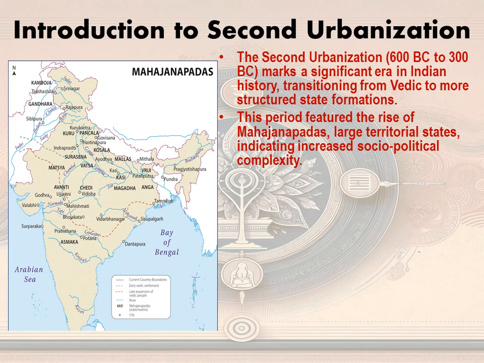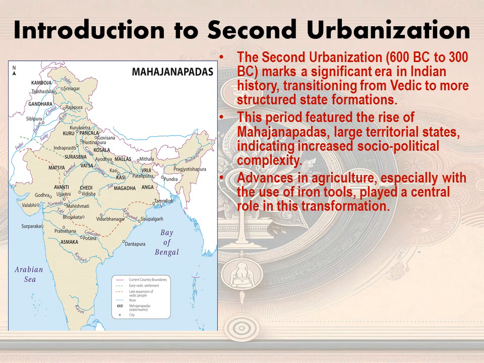The period featured the rise of mahajanapadas, which are large territorial states indicating increased socio-political complexity. So here in this period we see the rise of mahajanapadas, which can be translated as city states, not exactly, but a rough translation is city states, and they are large territorial states which indicate increased political complexity.